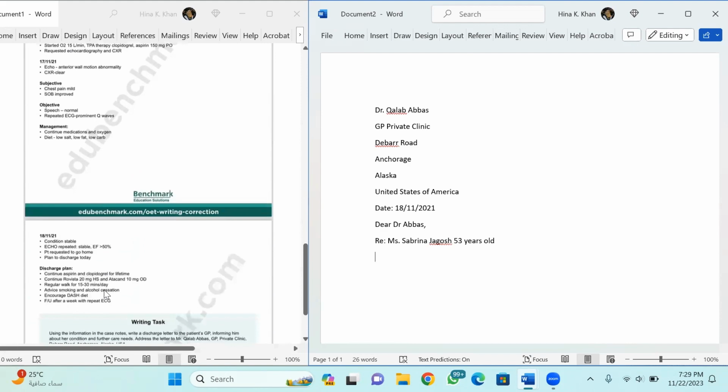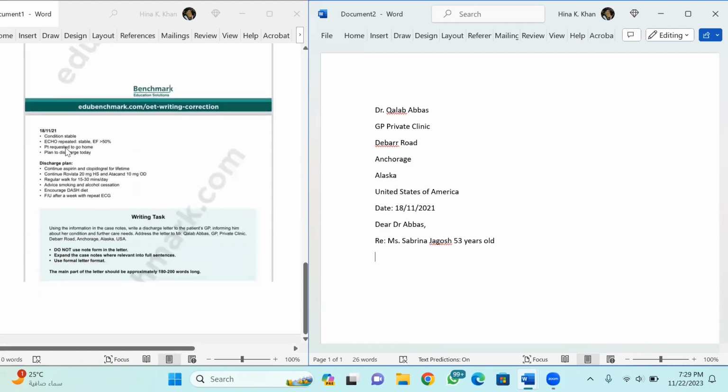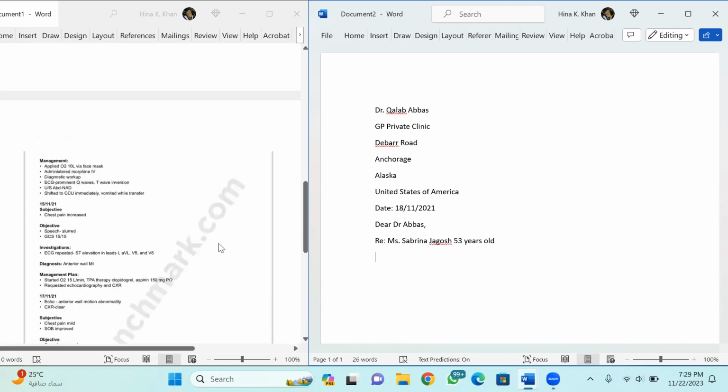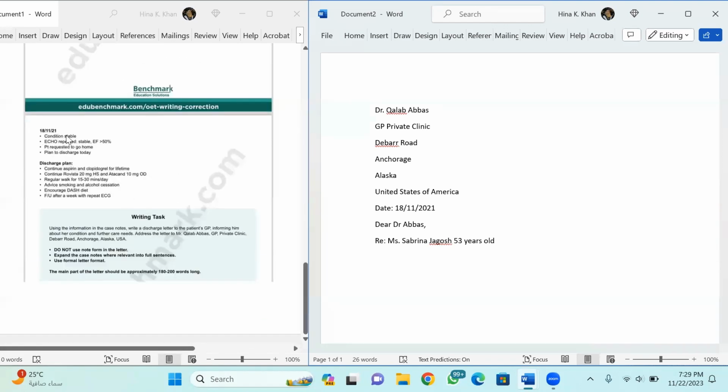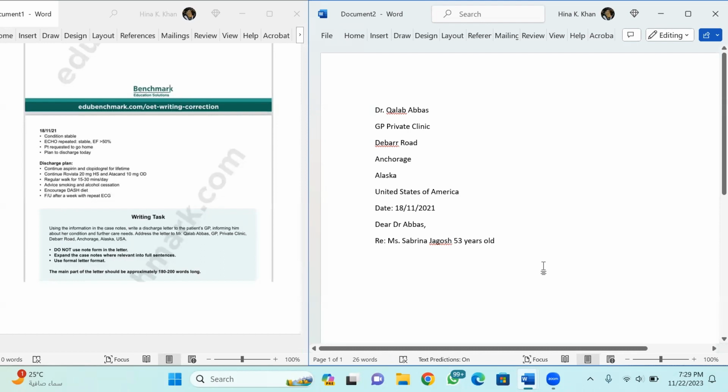Now I'm just going to write, okay, today's is also given, I think so. I should have cropped it from here. It's very long. Okay, today's is also given, condition stable, echo this, patient requested to go home. Okay, patient has requested to go home. Plan is to discharge today. Then continue aspirin, this. So I'm writing to discharge this patient.